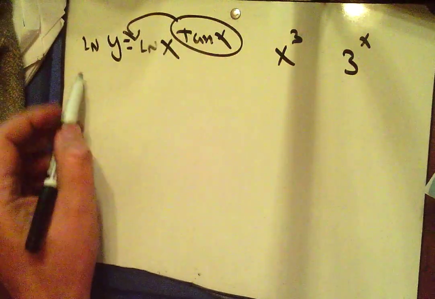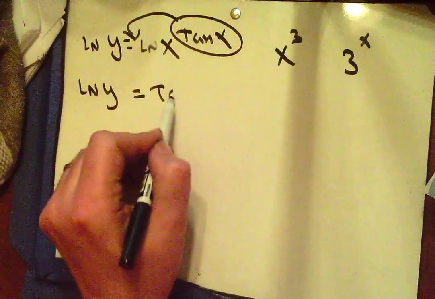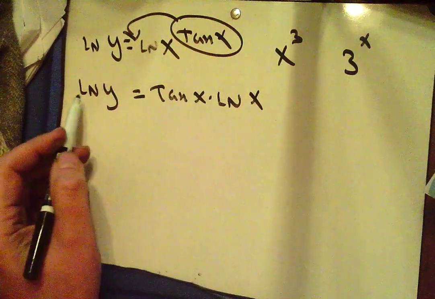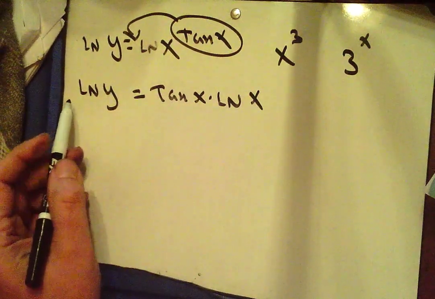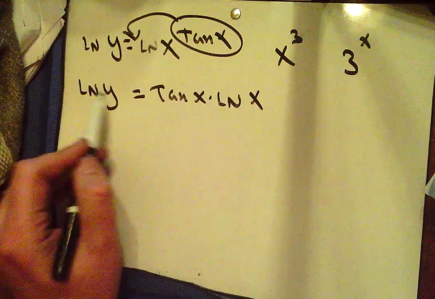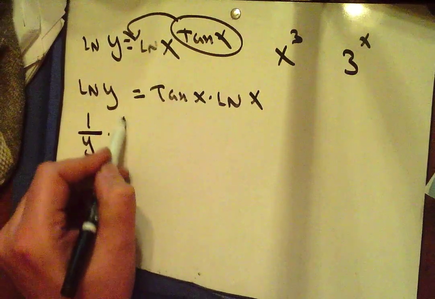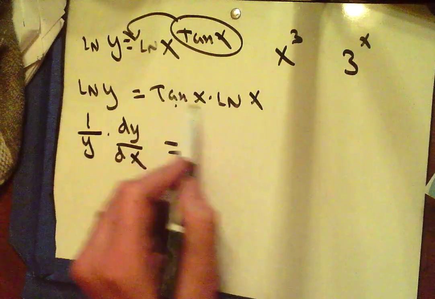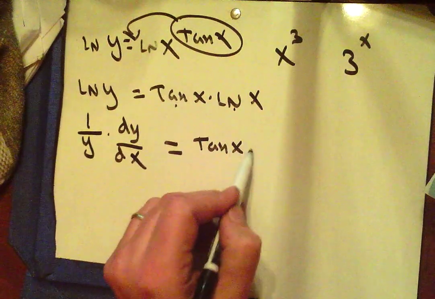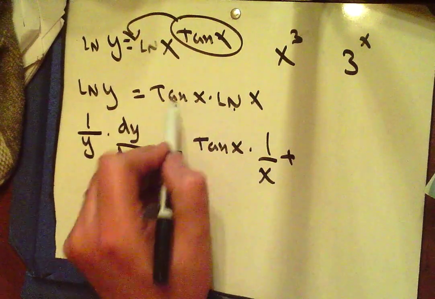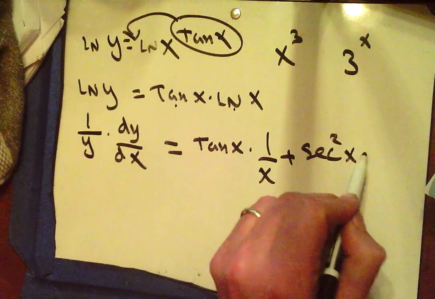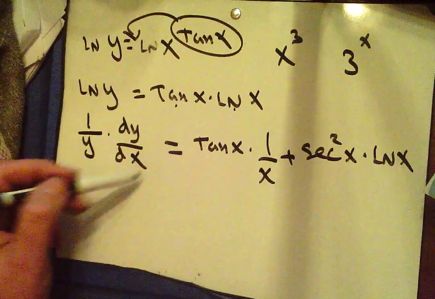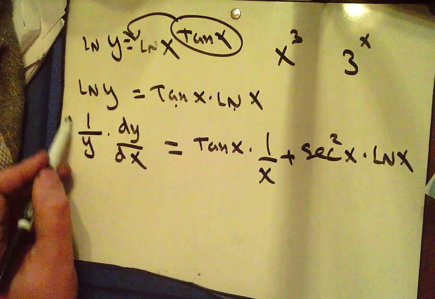Okay? So I take the ln of both sides. That allows me to bring this down. I have ln of y equals tangent x ln of x. Remember, that's multiplication. So I've done my logarithmic part. Now the differentiation part. ln of y, 1 over y times dy dx equals, product rule: this times the derivative of that, plus that times the derivative of this. Not quite done yet. Remember, we need dy dx by itself, so I multiply both sides by y.